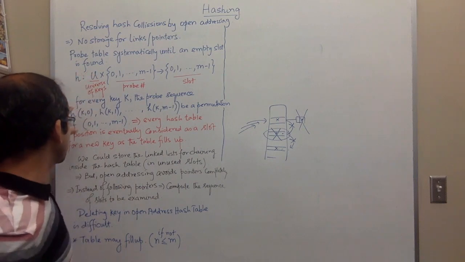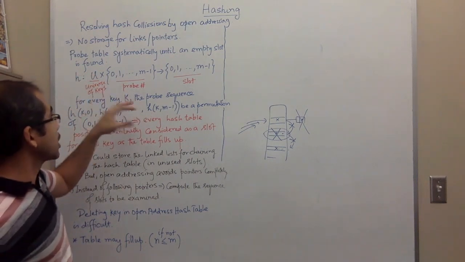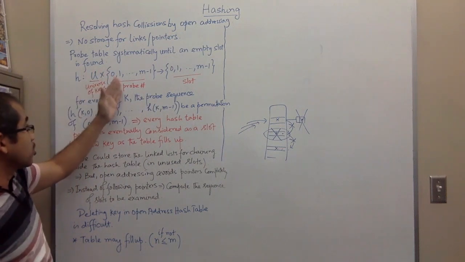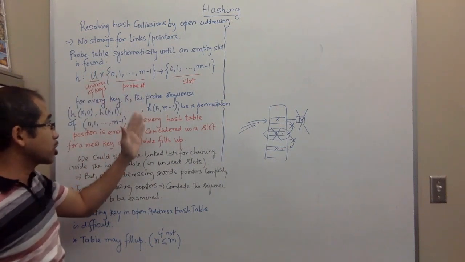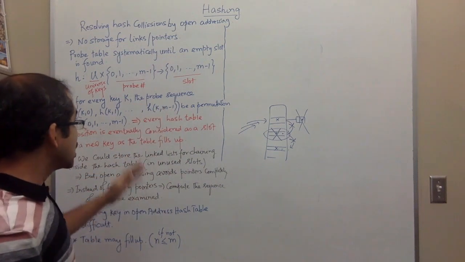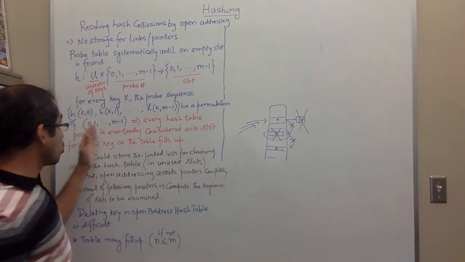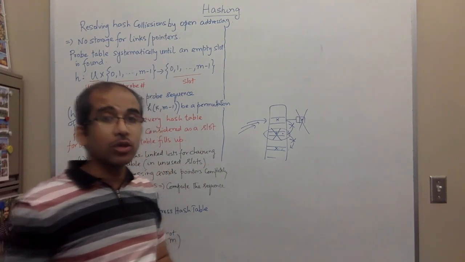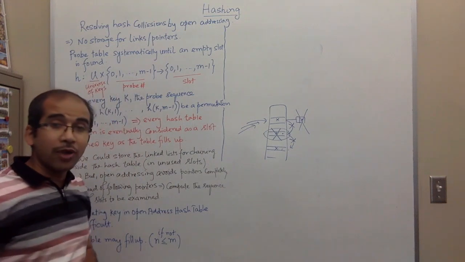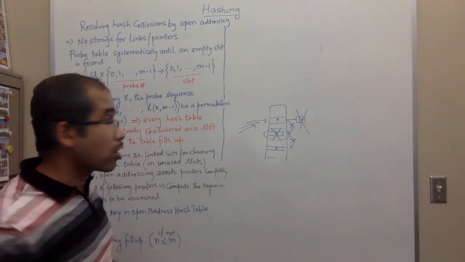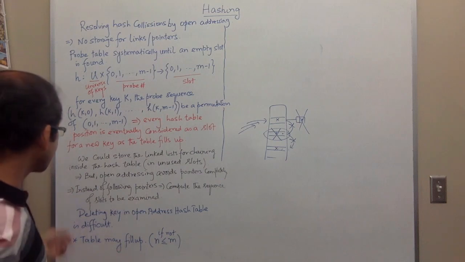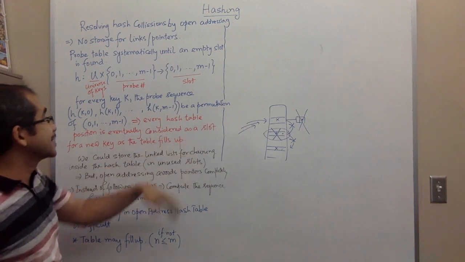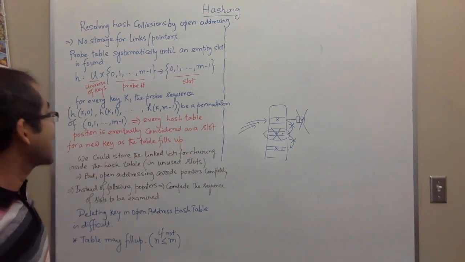To summarize, for every incoming key k, the probe sequence h(k,0), the 0th position, then the first position, then the second position, until position m-1, should be a permutation of 0, 1, until m-1. That is all the positions. You keep looking using some strategy until you find an empty slot, or there is no empty slot, which is a hash table overflow. So every hash table position is eventually considered as a slot for a new key as the table fills up.